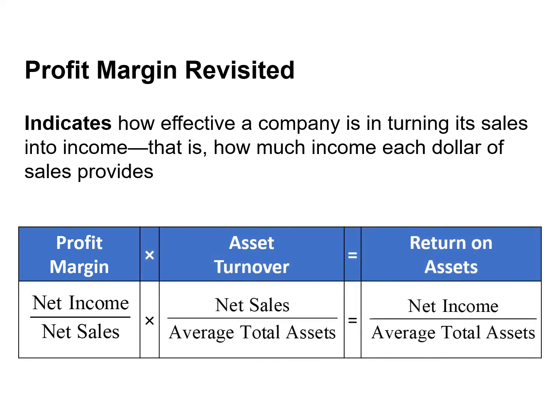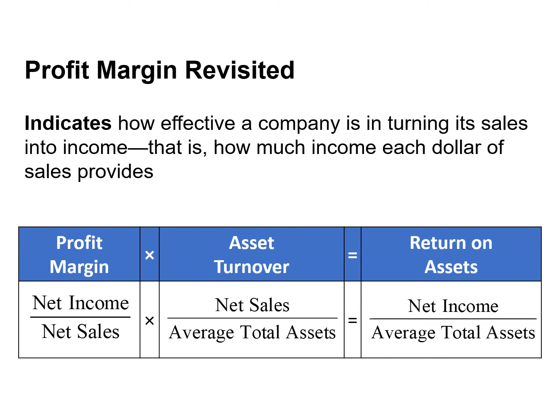Return on assets can be calculated as the product of profit margin and asset turnover. This relationship has very important strategic implications for management. If a company wants to increase its return on assets, it can do so in two ways. It can focus on the profit margin and increase the margin it generates from each dollar of goods that it sells, or it can focus on the asset turnover and increase the volume of goods that it sells.